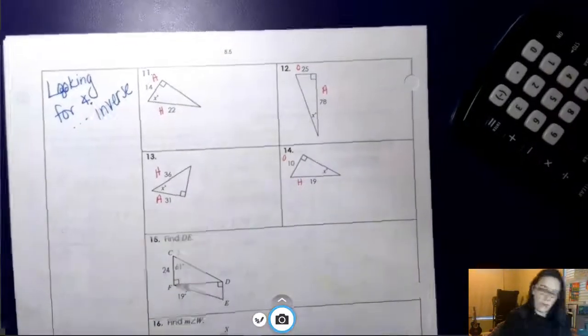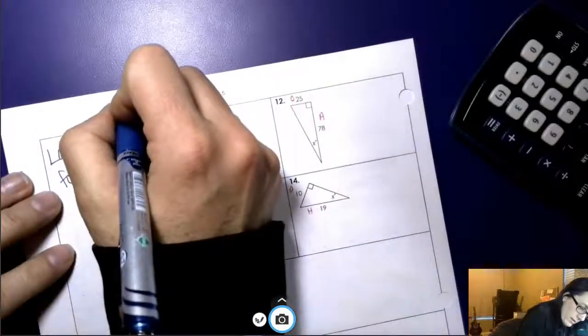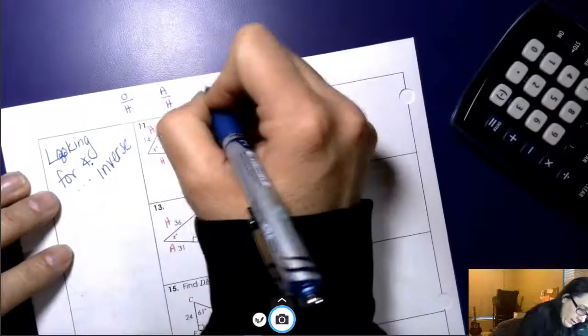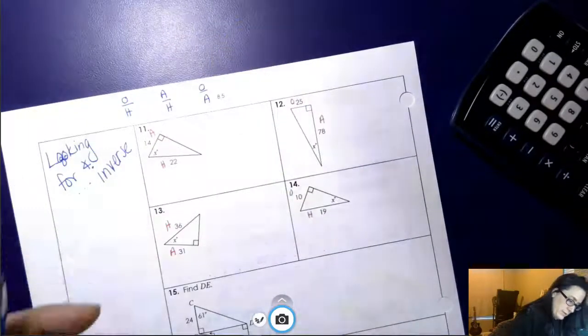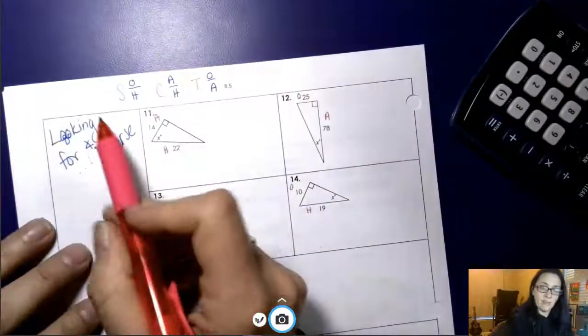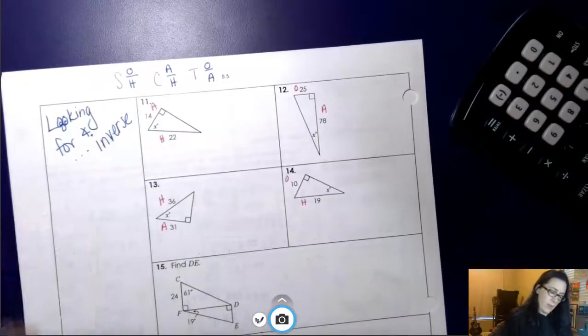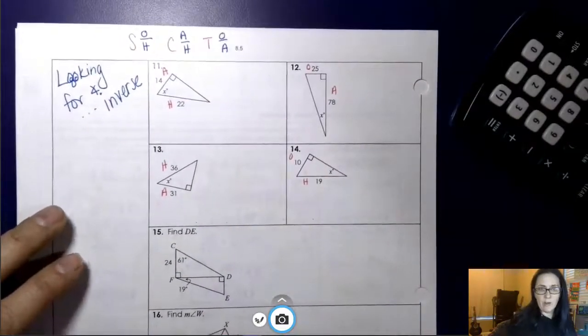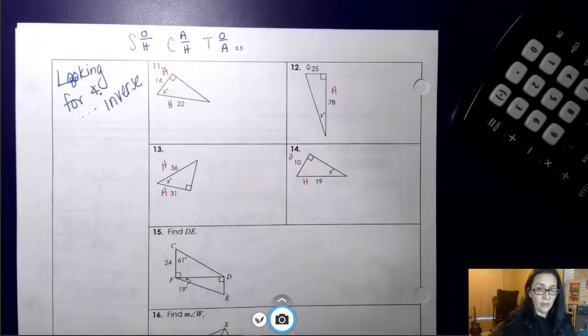Again, I always like to write out SOH CAH TOA, or again, SOH CAH TOA is the most common one. So decide which one you're using. I'm going to write those out and do the initial setup, and I'll be right back. I'm going to pause, do it on your own, you guys.